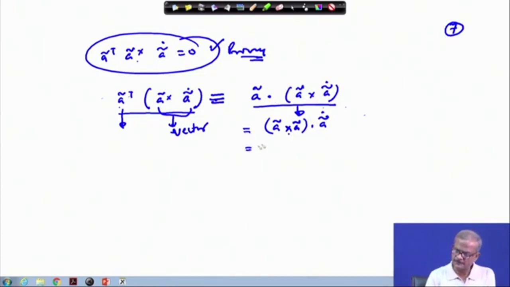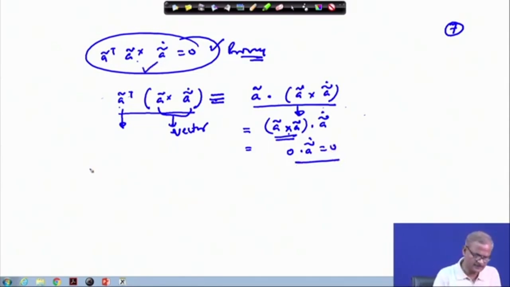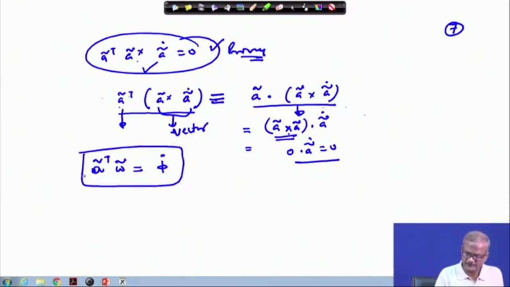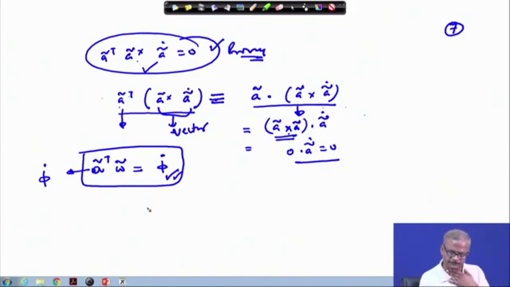Now, if we use this, this part is obviously 0. So, 0 times A tilde dot will be equal to 0. So, what we see is that this quantity is 0, and therefore the previous expression we have been working with gets reduced to phi dot. So, already we have written from the geometry that this should be equal to phi dot, which indeed turns out to be equal to phi dot. Okay.